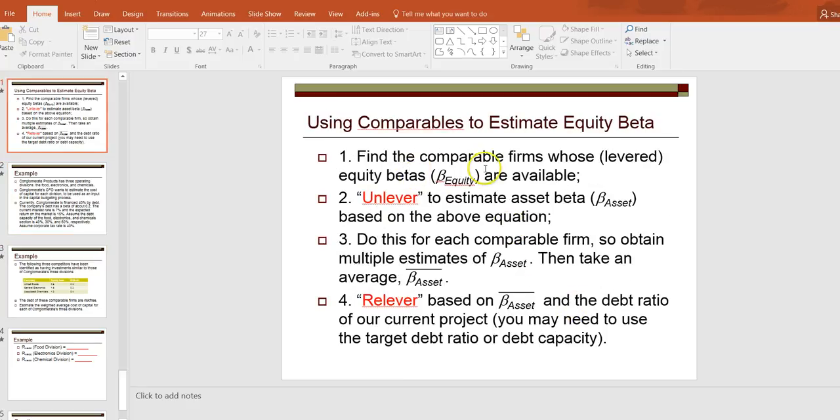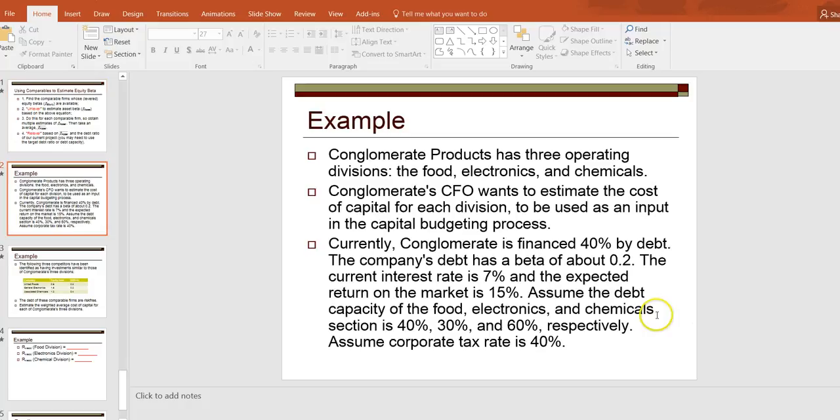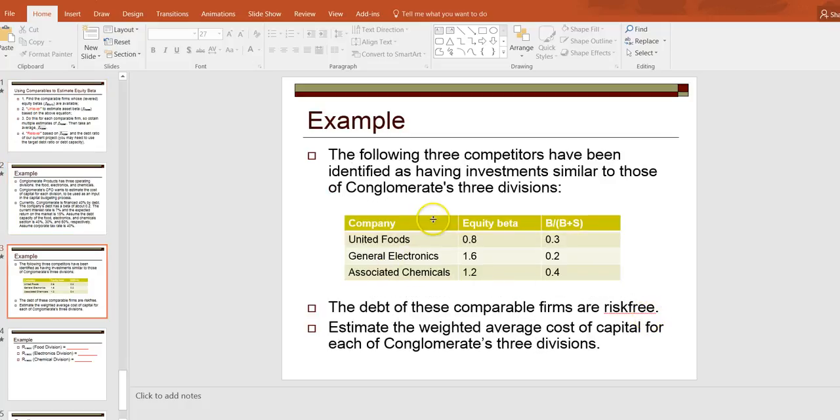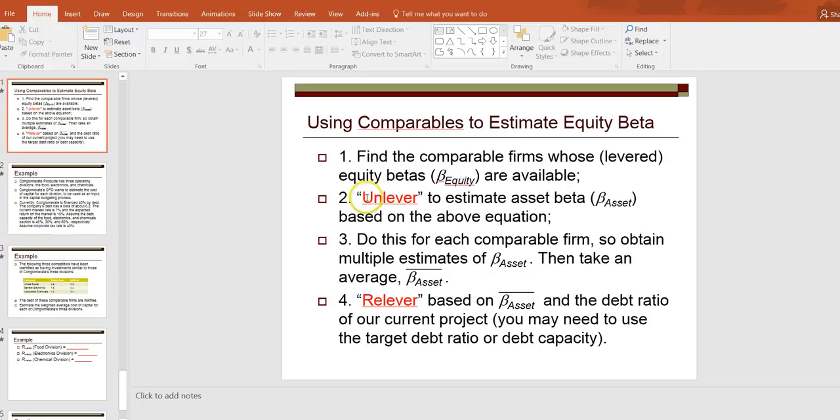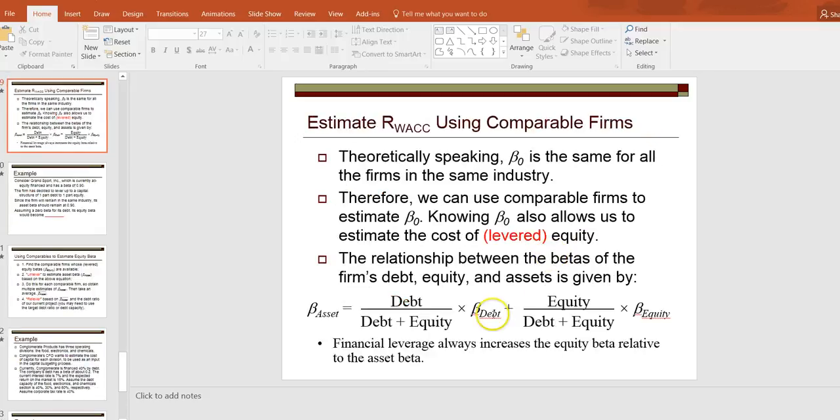First, find the comparable firms, and here it's not hard, right? It's directly provided. For the food division, obviously that's United Foods, for the electronics division, that's General Electronics, and for the chemicals division, that's Associated Chemicals. So for each of the divisions, we have 1 comparable firm, altogether 3. So that's done. The second step is to do unlevering based on the comparable firms. To do that, we need this equation.